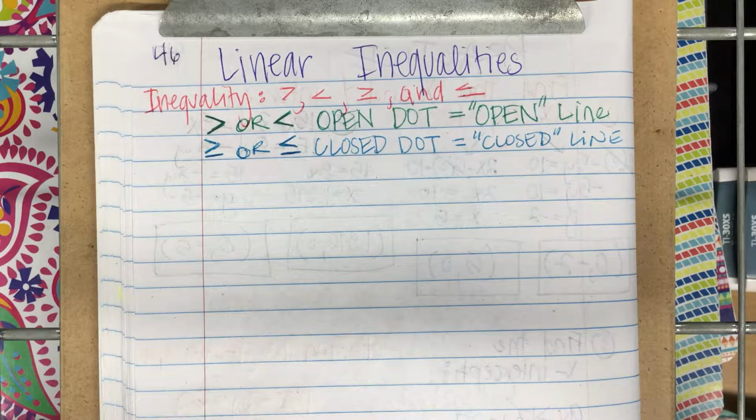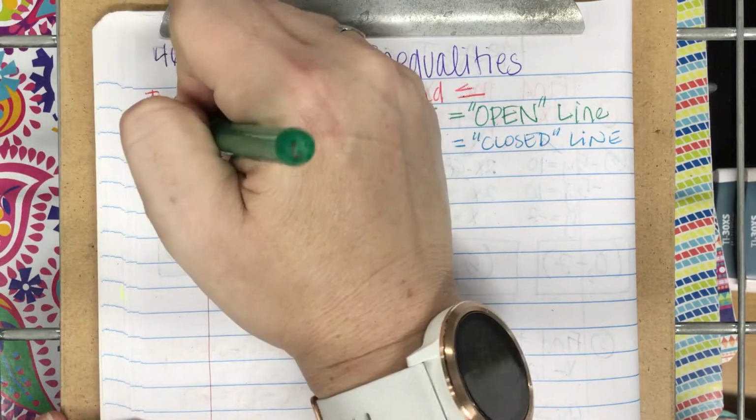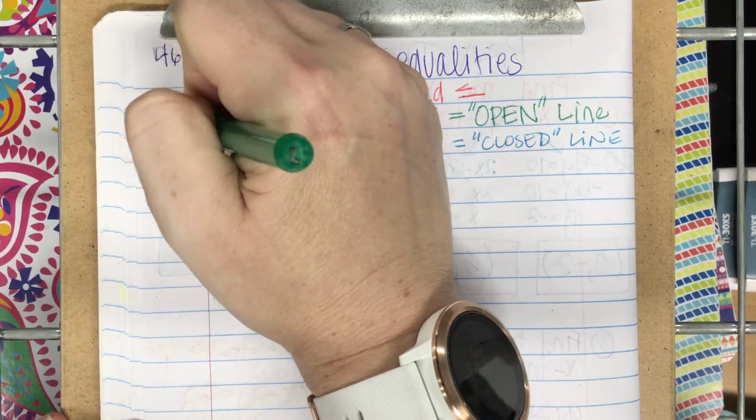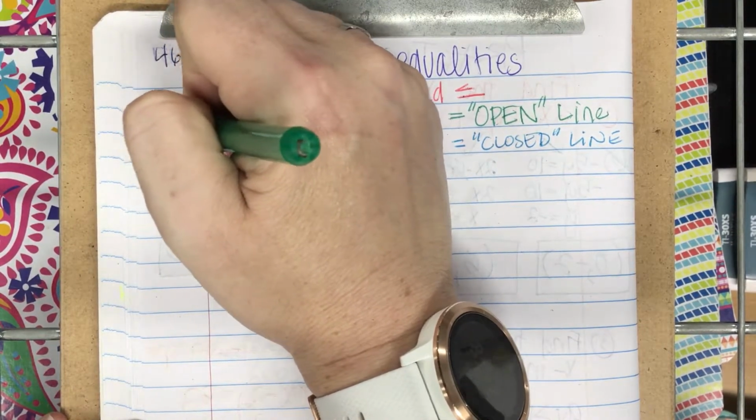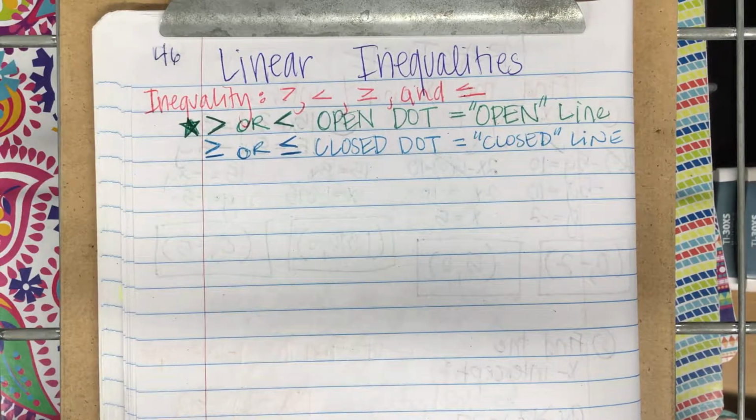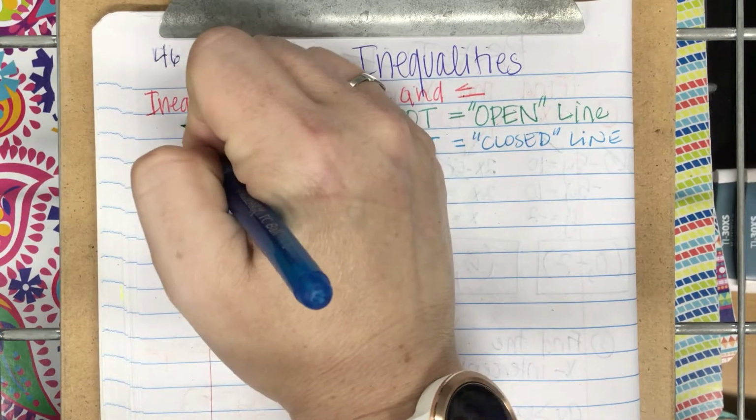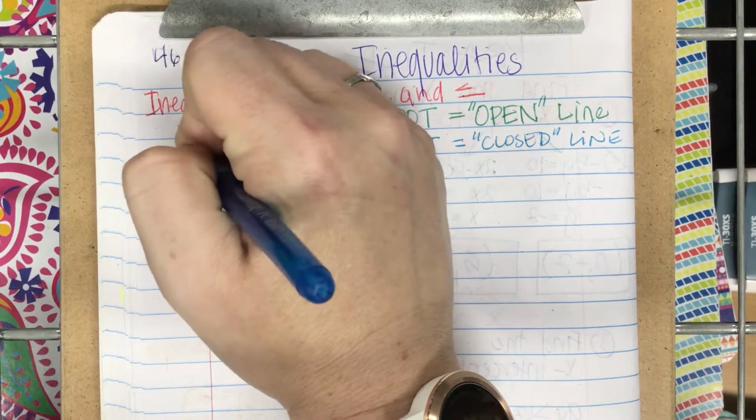Open line versus closed line. It's still the same thing. Open line versus closed line, just like open dot versus closed dot. We're just going to transfer that information from open dot to open line, closed dot to closed line.